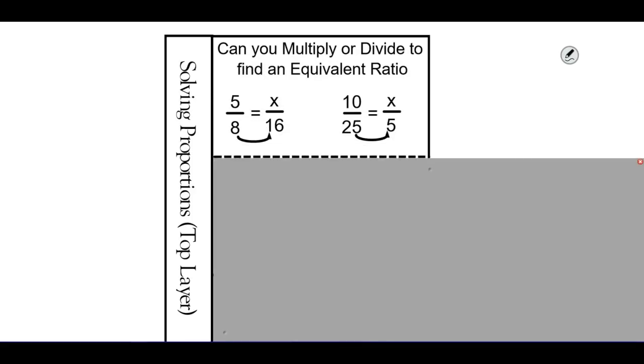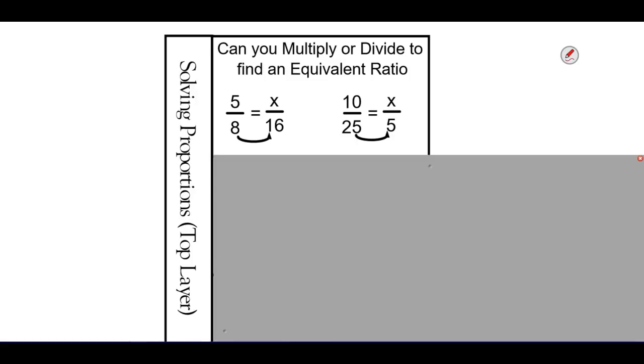Our last one that we're doing is the colorful one that you have 3 different colors of paper with yes, no. We're going to start with the front here, and this should be the top part of your proportion foldable. We're going to put this on the outside of this, and these are the questions that you ask for the problem. So can you multiply or divide to find the equivalent ratio? So what are you multiplying times 8 to get you 16? What are you multiplying, or in this case dividing by 25 to give you 5?